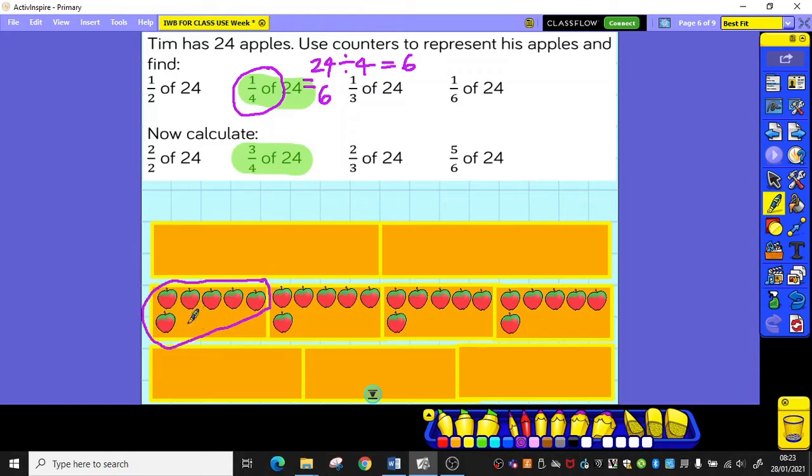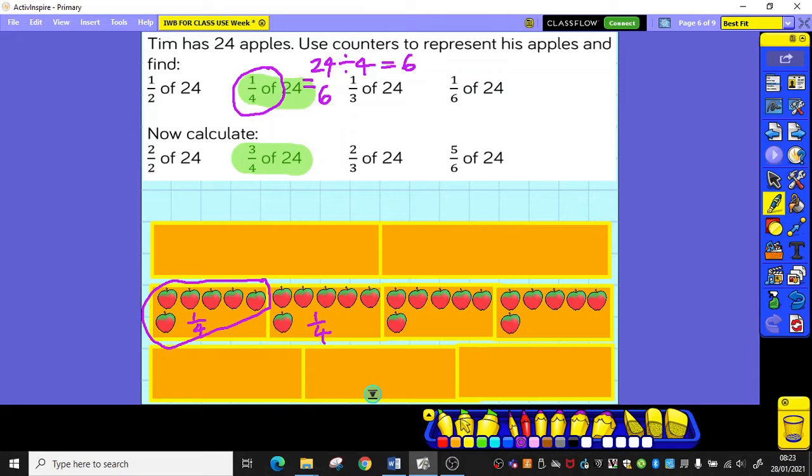Okay, so this is a quarter of the bar. Here is another quarter of the bar. Okay, and we can see my cuts along the bar that I've got, 4 boxes. So each of them is worth a quarter. I end up with 6 counters or 6 apples in them.